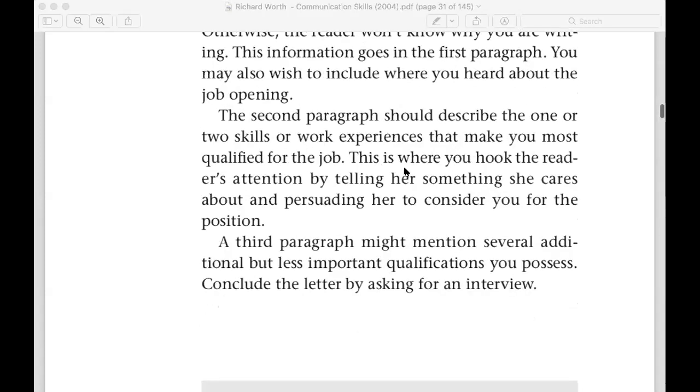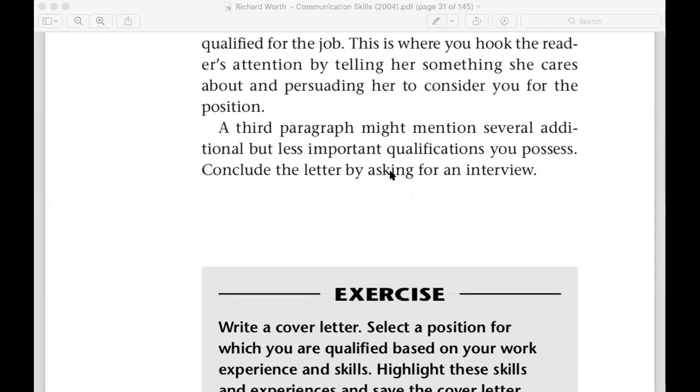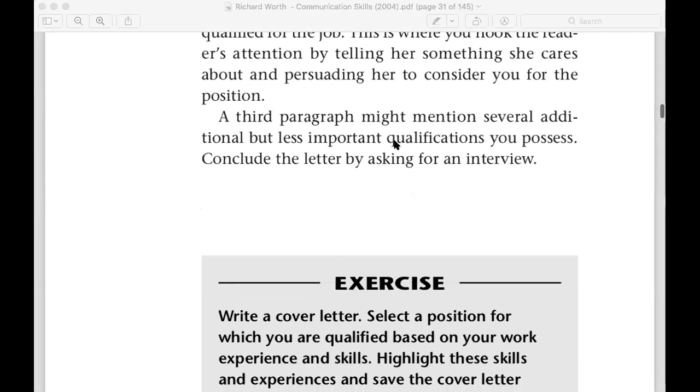Now, here you provide your experience and your skills related to the job, and you try to catch the attention of the HR. Okay, something that they are actually looking for. Now, in the third paragraph, you may mention a few less important qualifications that you may possess, and then in the fourth paragraph, you conclude the letter and ask for an interview.